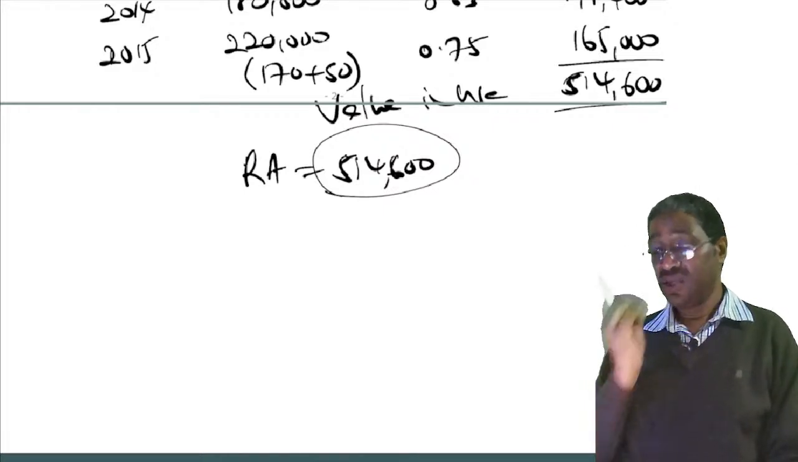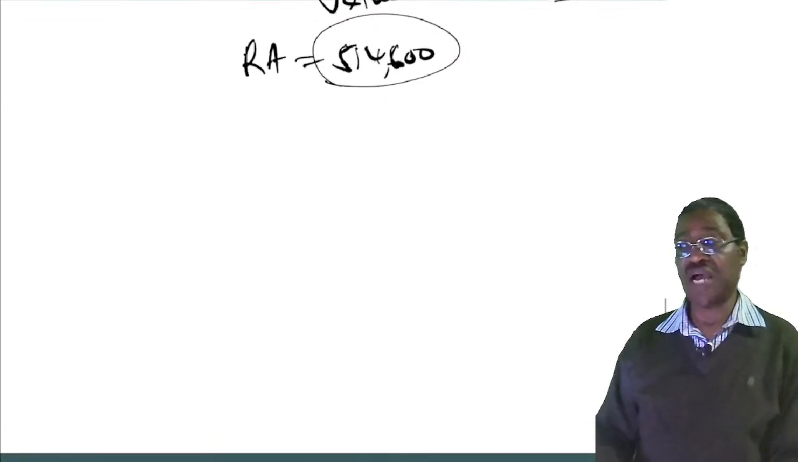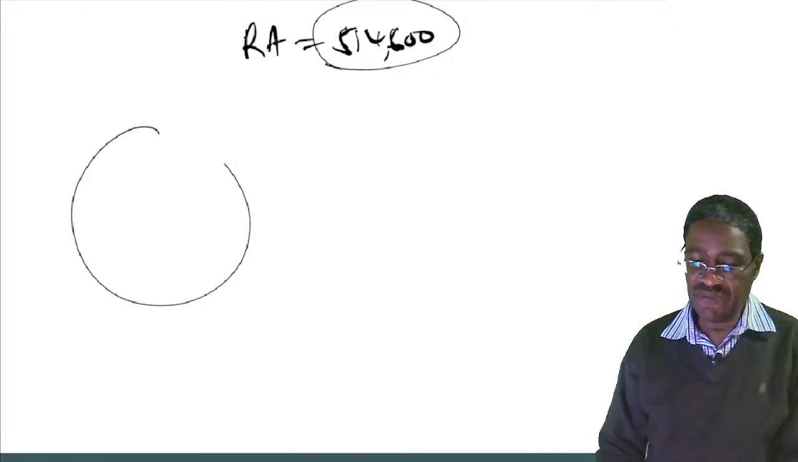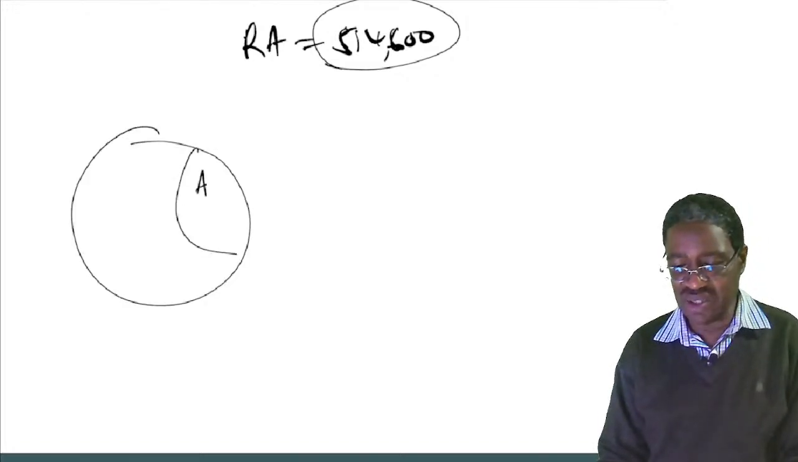Okay, let me remind you, because we are revising. Now, as a company, you have an asset. Let's call it asset A.